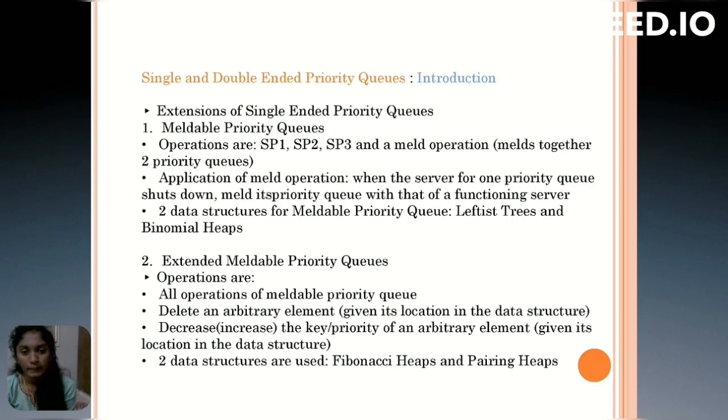Extended meldable priority queue: operations are all operations of meldable priority queues, plus delete an arbitrary element, and next, decrease the key or priority of an arbitrary element. Two data structures are used: Fibonacci heap and pairing heap.